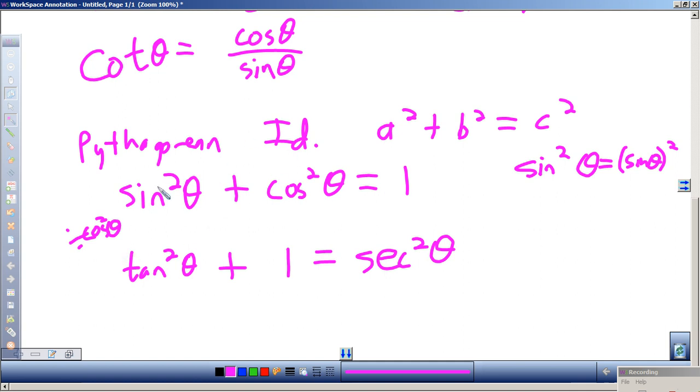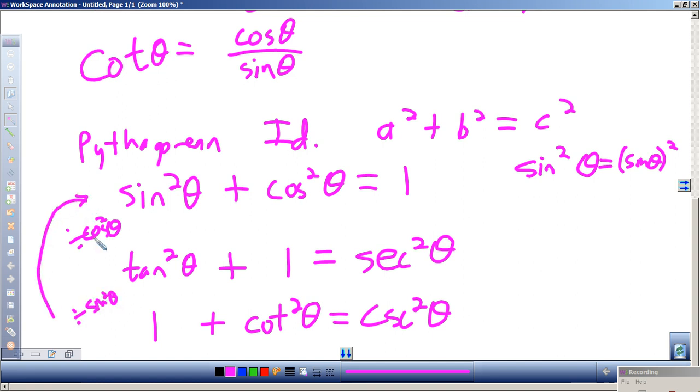Now if I take the original and divide it by sine squared? What's sine squared divided by sine squared? 1. What's cosine squared divided by sine squared? And what's 1 divided by sine squared? So those, I'm going to just put up here. You divide the original by sine squared theta, and you get this one. So if you can remember the first one, then just remember that you can divide by cosine squared to get one of the others, and divide by sine squared to get the other one. Or if you want, just memorize all three of them. Either way.